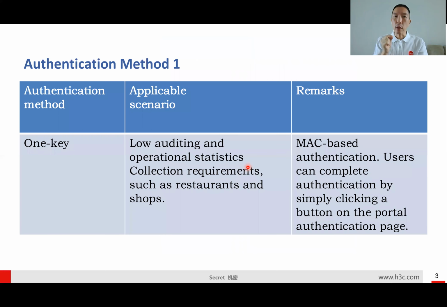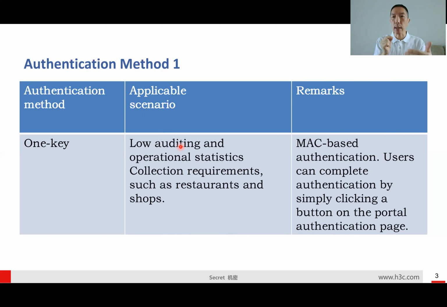The first authentication method is the most simple one, what we call one key. One key means normally when a screen pops up, you only need to click a button, then you can connect. This is the most simple way to connect to the Wi-Fi. Because it is so simple, it's not 100% secure, and the auditing requirement is very low.